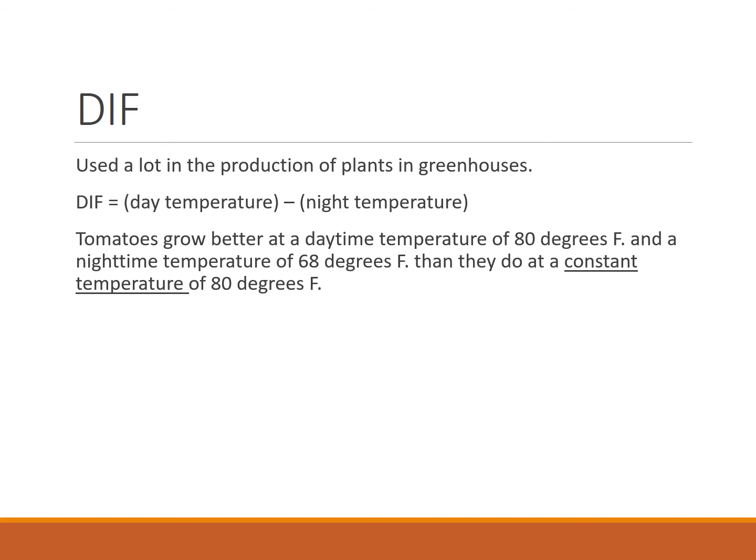So let's think about this for a second. We just said that tomatoes seem to grow better when you keep the daytime temperature at 80 degrees and then when you cool the nighttime temperature down to 68 degrees.